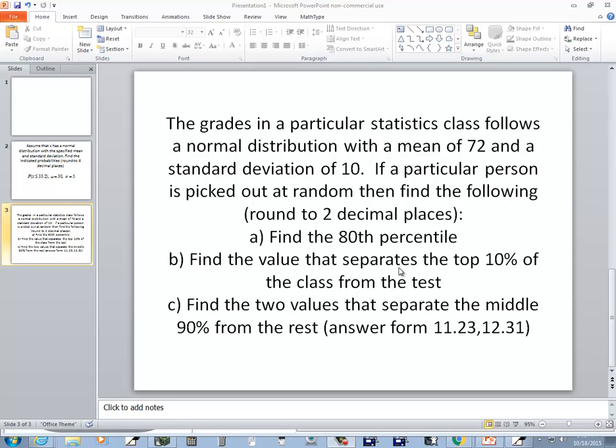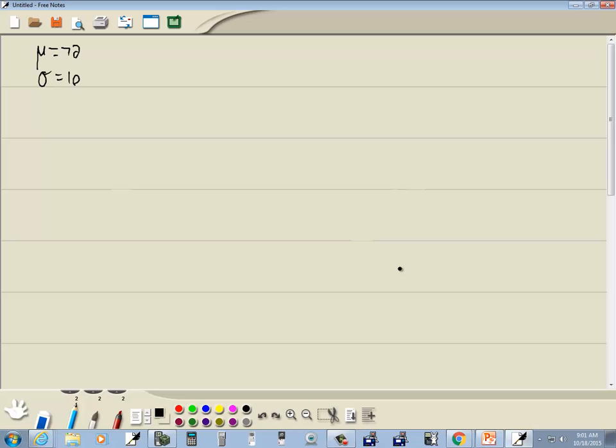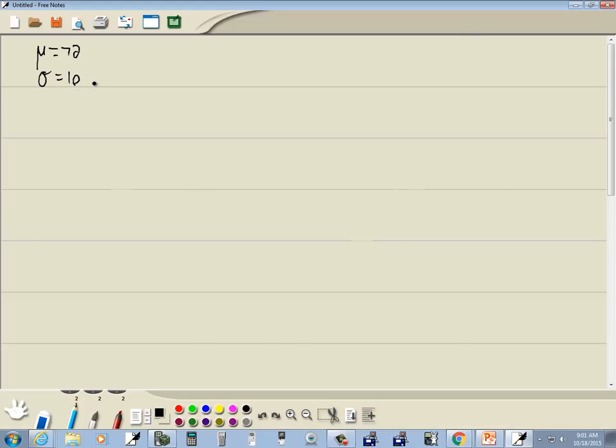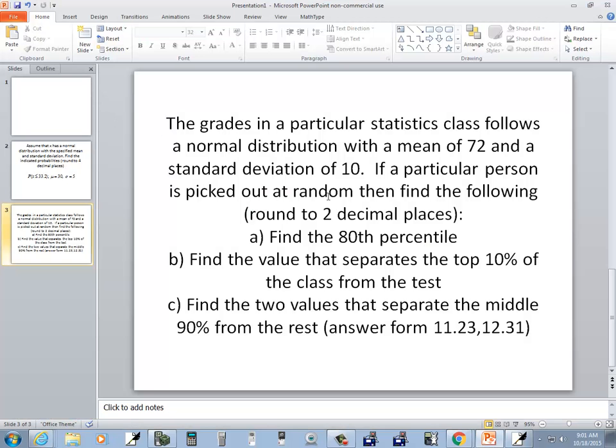Grades in a particular statistics course follow a normal distribution with a mean of 72. I wrote that down. And a standard deviation of 10. I jotted that down. If a particular person is picked out at random, then find the following. Find the 80th percentile.